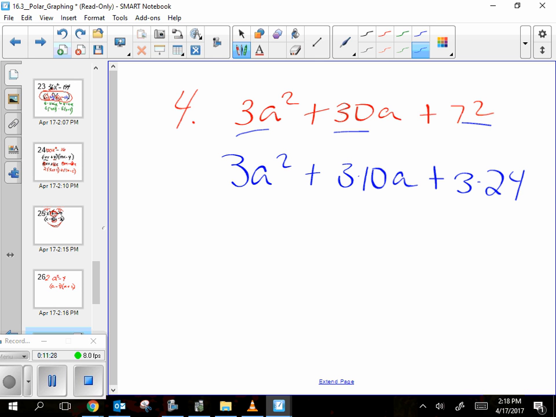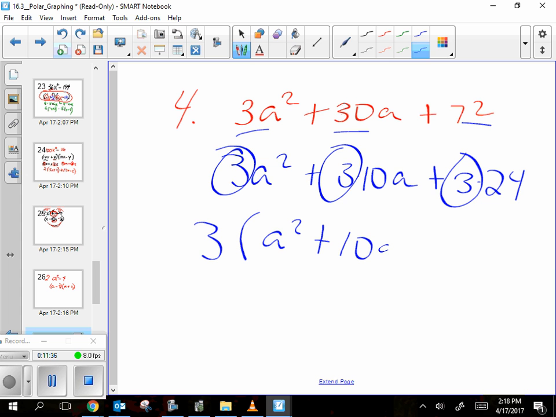Okay, there's a 3 in all of them. So this 3 comes out to the front. And I got a squared plus 10a plus 24. That was a challenging one because you had to get the GCF out. Get this copied down, please. We're on number 4. Stay caught up.